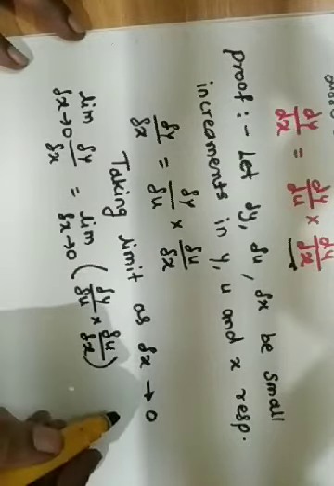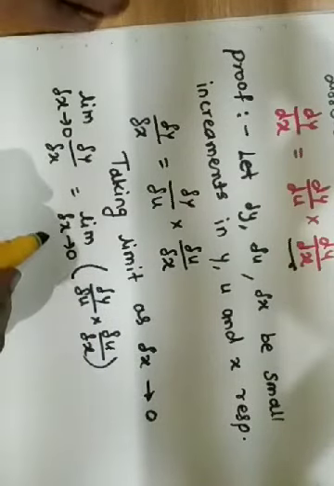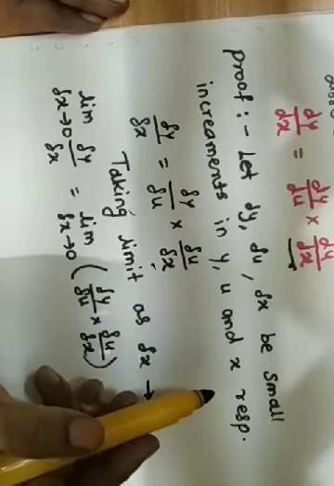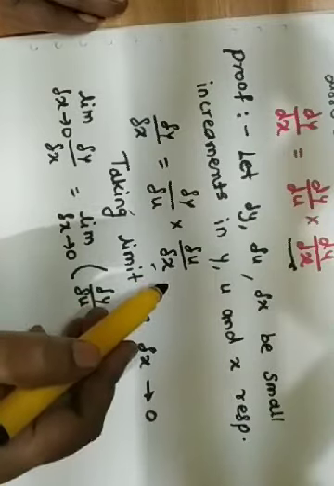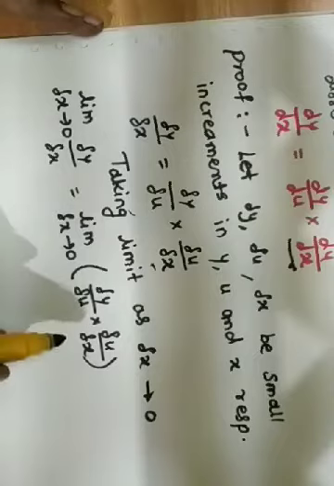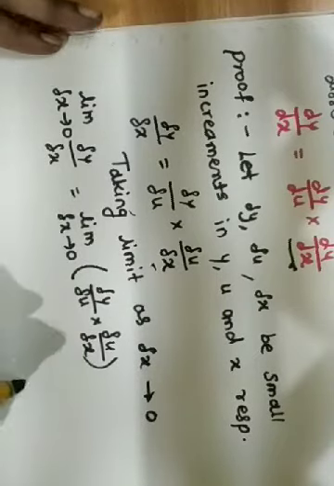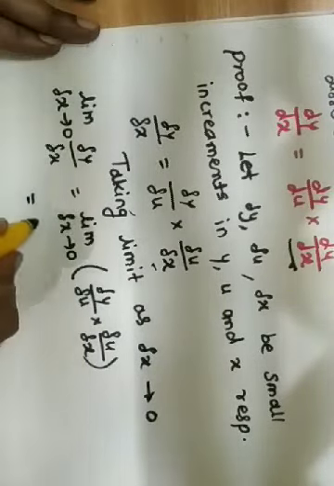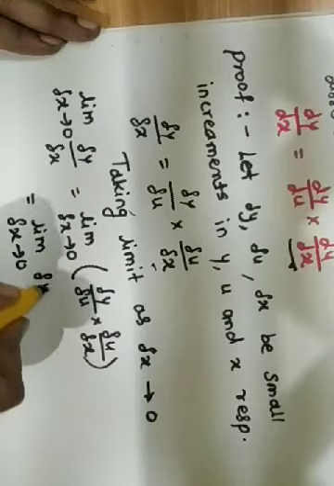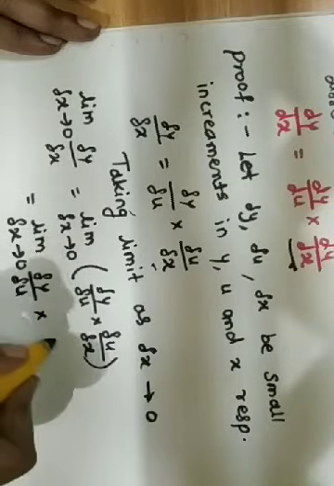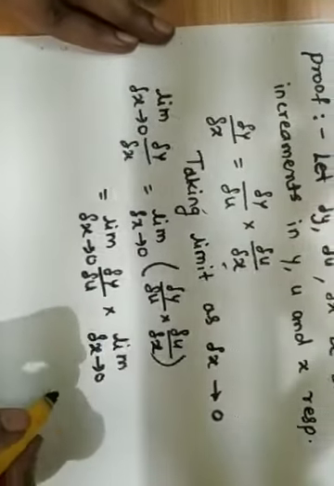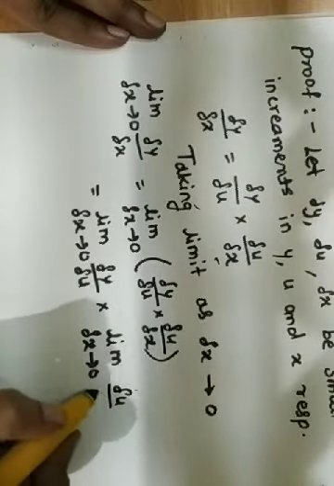How to take the limit? We have to see that in this equation the last variable is x and the small increment in this x is delta x. Therefore we have to take the limit as delta x tends to 0. We have to take separate limits, delta x tends to 0 for each term: delta y by delta u into limit delta x tends to 0, delta u by delta x.